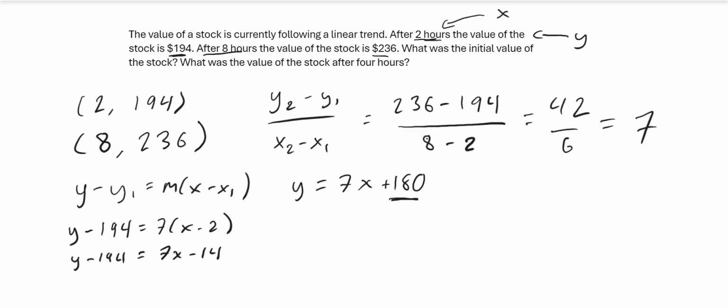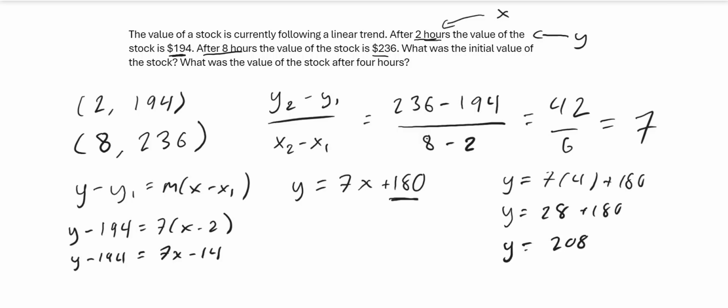Now we want to find the value of the stock after 4 hours. So we can just substitute in 4 for x. So y equals 7 times 4 plus 180. y equals 28 plus 180. y equals 208. So after 4 hours, the value of our stock is $208.